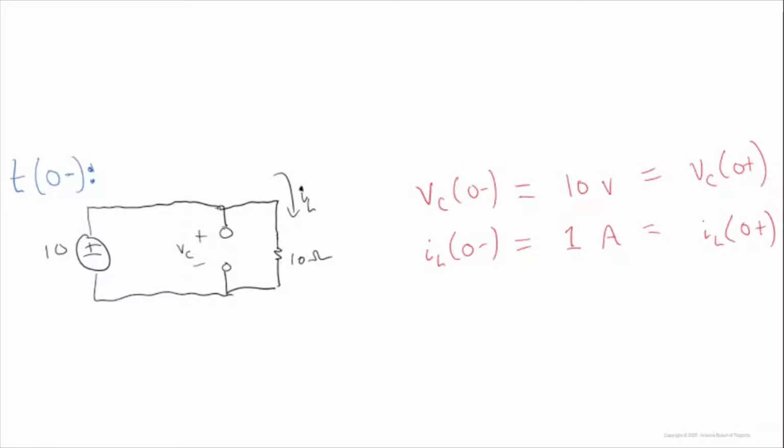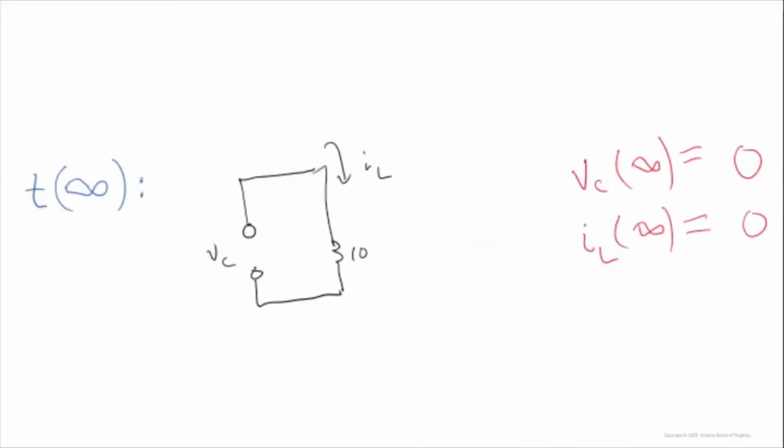We assume that the circuit is in steady state right before the switch is flipped, so we draw the capacitor as an open and the inductor as a short. We can simply use Ohm's law to see that the initial VC is 10 volts and the initial IL is 1 amp. We will need to use these values later on.